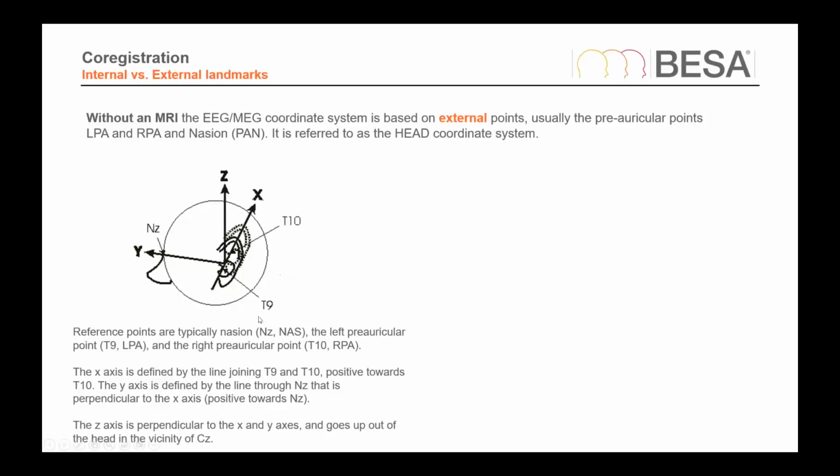So the x-axis of this system is defined by the line that joins the T9 and T10, or the two preauricular points, and it's positive towards T10. The y-axis is defined by a line through the nasion that is perpendicular to the x-axis, and the z-axis is the axis that's left over that is perpendicular to these two axes and goes up out of the head close to the CZ electrode.